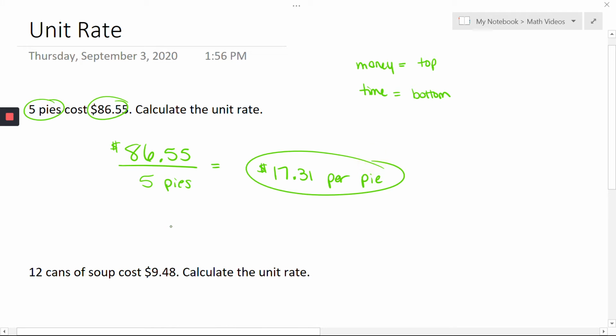Now, yes, you could have solved it like we did before with fraction equals fraction. We have 5 pies is equal to 1 pie and X dollars. But you're actually doing the same thing, because when we multiply by 1, we get the same number, and then we'd just be dividing by 5 like what we just did.